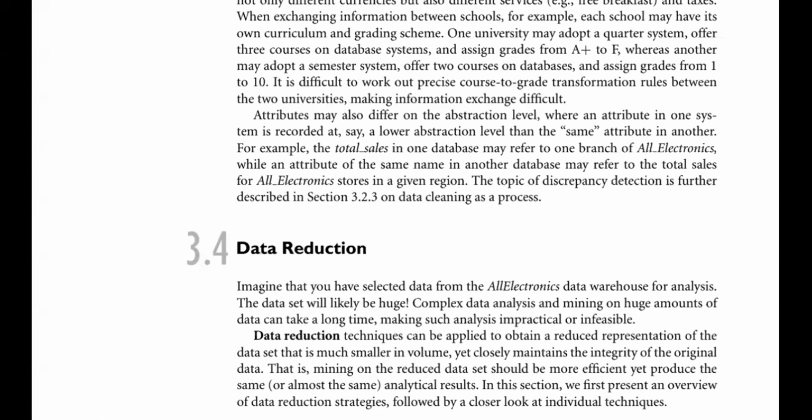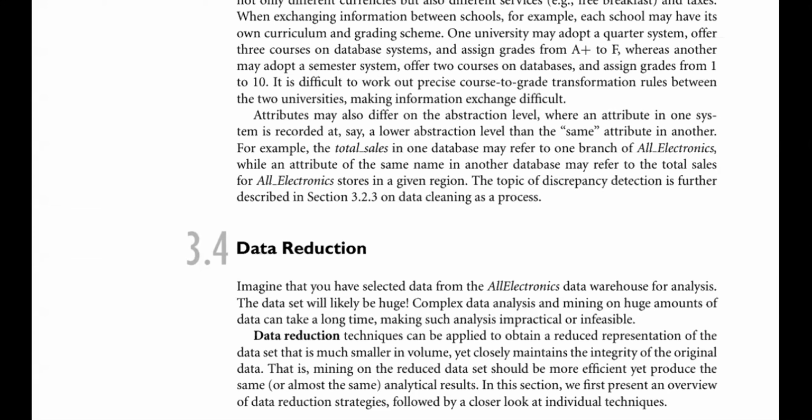Data reduction techniques can be applied to obtain a reduced representation of the data set that is much smaller in volume. It closely maintains the integrity of the original data. Generally, there are three types of data reduction strategies you have to follow: one is dimensionality reduction, the second is numerosity reduction, and the third is data compression.